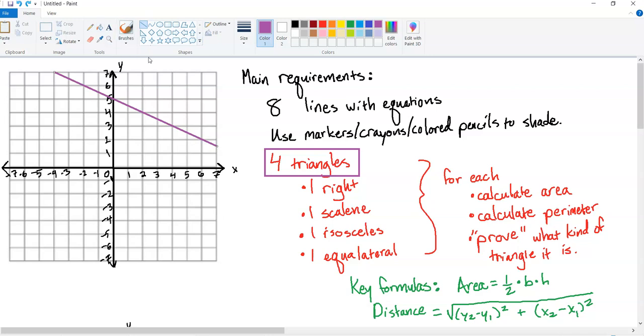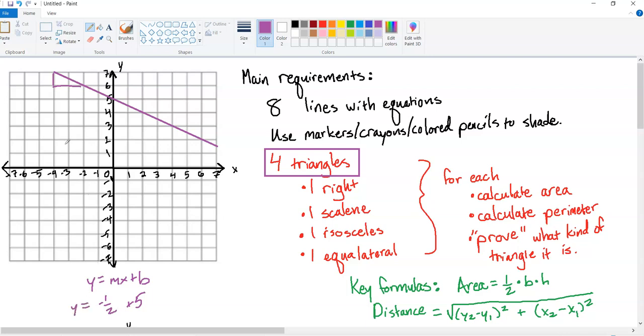Alright, so there's my first line, and I would go over to my equation page. Again, we have a requirement of 8 lines, so I'm going to do the y equals mx plus b of this line. So let me go ahead and figure that out. y equals mx plus b. b is for begin, that line begins, the y-intercept is 5. And the m, the slope, it looks like it's going down 1 over 2, so negative 1 over 2x.